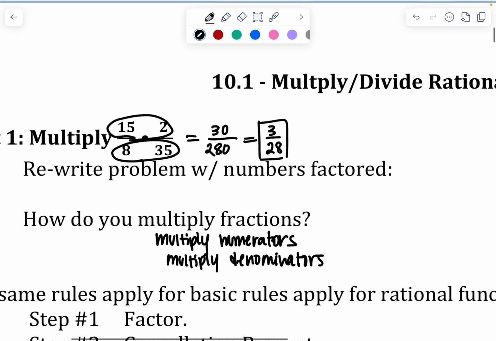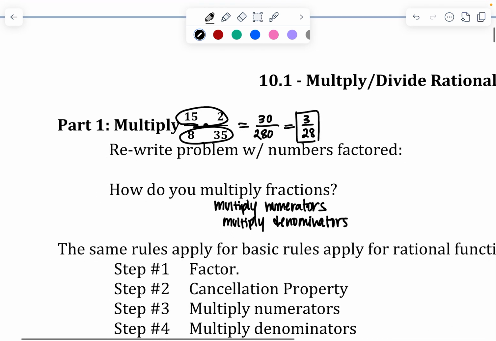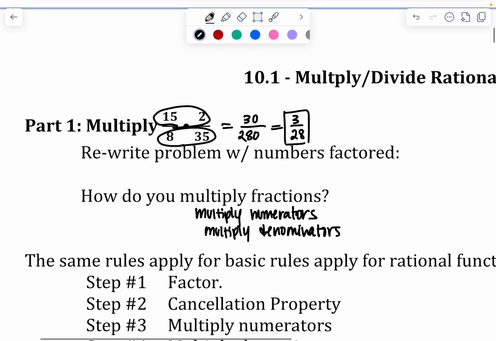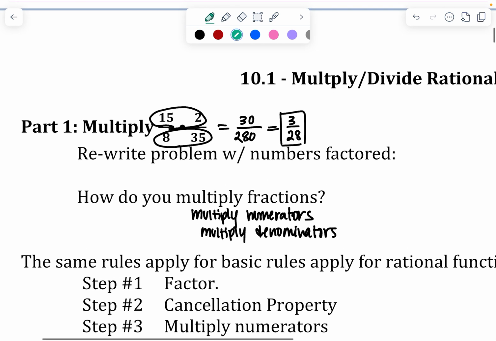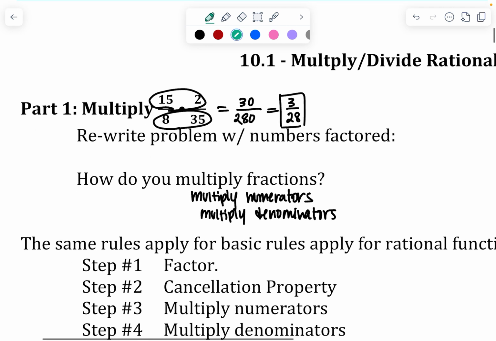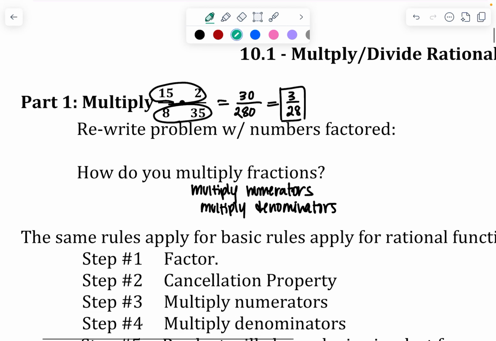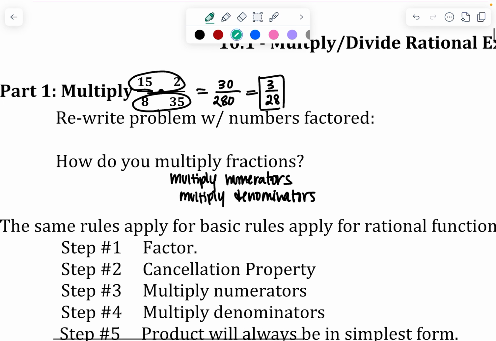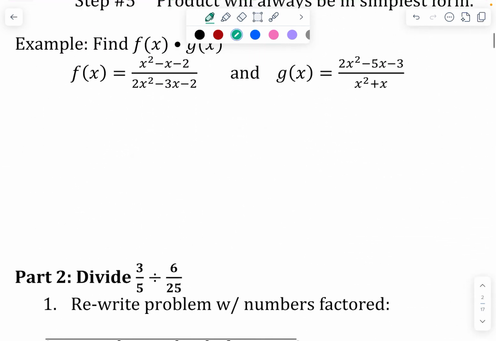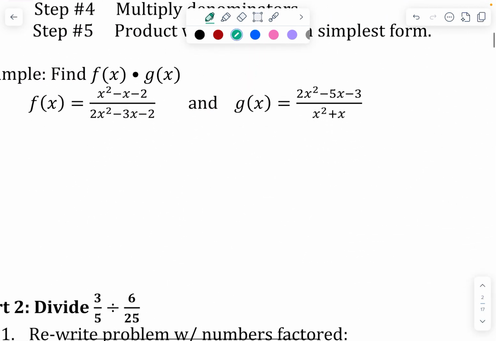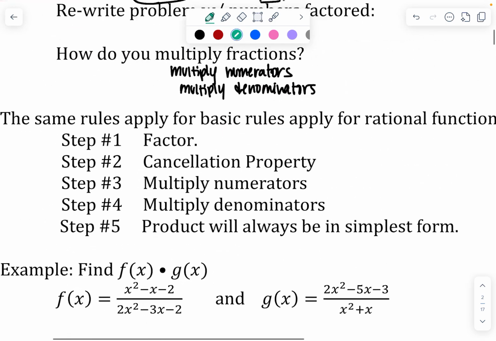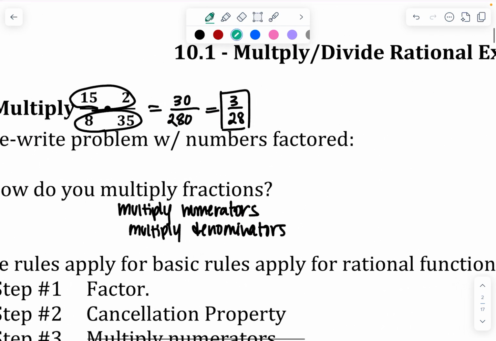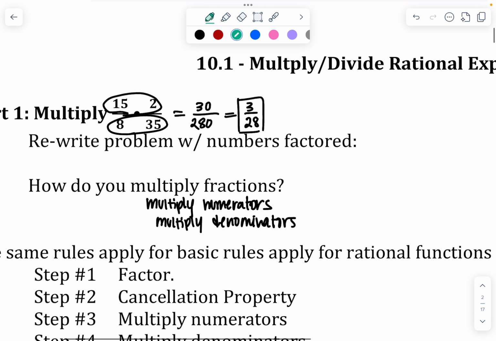Okay, and so it's not wrong to multiply these fractions that way, but sometimes the numbers can get really large, like 8 times 35. That's pretty big to do in your head. And when we start working with functions, you're not going to want to do it that way. You're going to end up with degree 3 and degree 4 polynomials that are going to be very difficult to simplify. And so a better approach to this is to factor everything that's factorable.